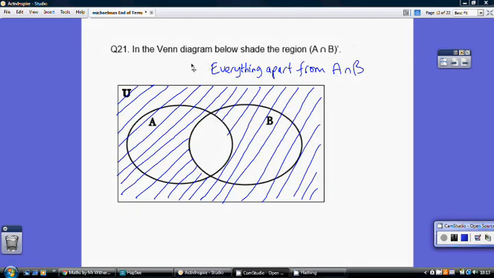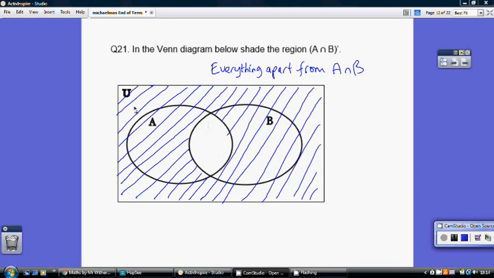Question 21. So, this little dash is the complement set. That just means the bit which is not what's in the bracket. So really think about the bracket first of all. The bracket is A intersection B. So that's the little bit in the middle. Now we want everything which is not that. So that's everything in the whole of the Venn diagram shaded apart from that bit.